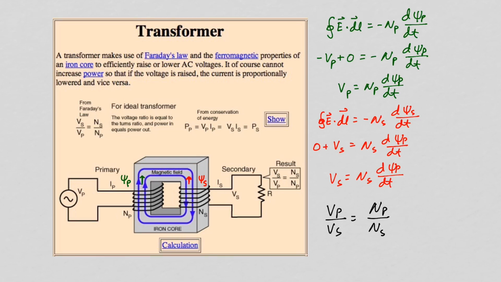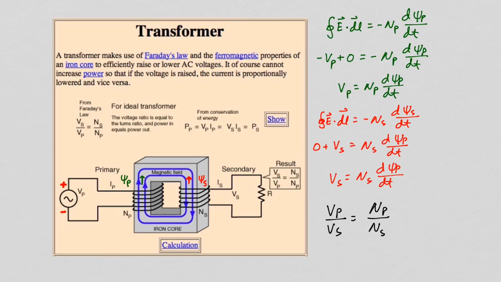We will define the magnetic flux in the primary as pointing up and the magnetic flux in the secondary as pointing up. So psi sub p is equal to minus psi sub s. So let's apply Faraday's law to our primary circuit.